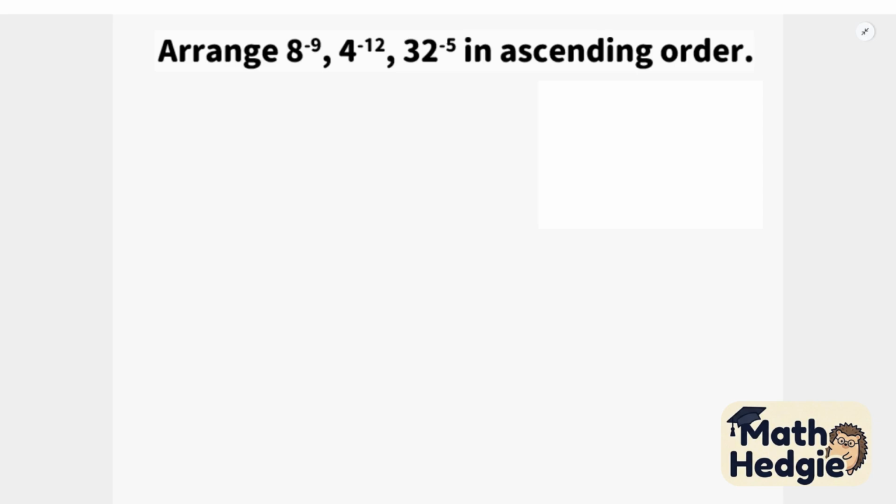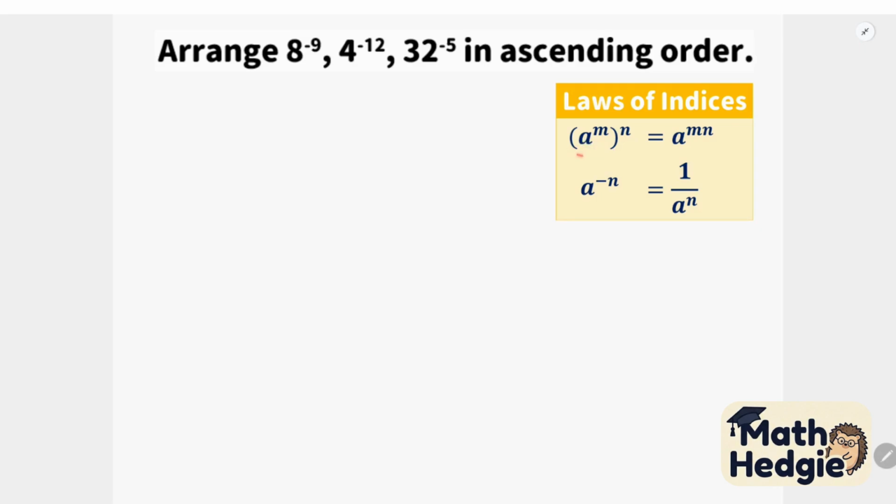Before we jump into the problem, let us quickly recall two important rules from the laws of indices. First, the power rule. It says, a to the power of m, all raised to the power of n, equals a to the power of m times n. For example, 2 cubed raised to the power of 2 equals 2 to the power of 6. Second, the rule for negative exponents. It says, a to the power of minus n equals 1 over a to the power of n. This tells us that a number with a negative exponent is just the reciprocal of the positive exponent form. Now, if we want to compare numbers like these, the key is to express them with the same base.